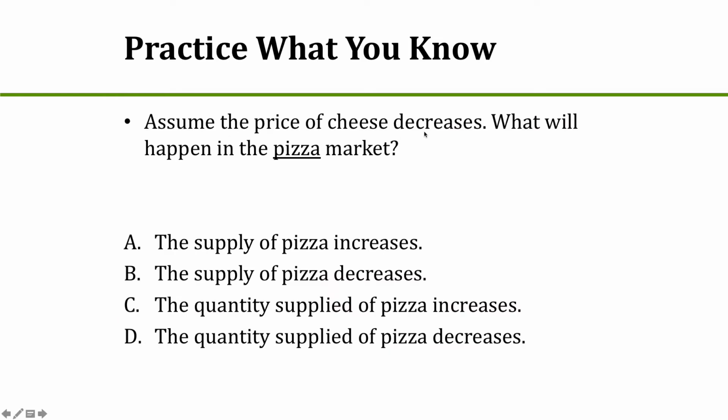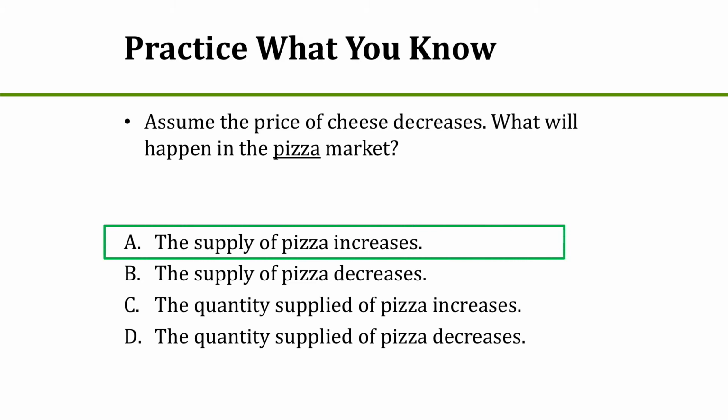Assume the price of cheese decreases. What will happen in the pizza market? First of all, we know that cheese is an ingredient in pizza. It's an input. And the input price here is decreasing. So the cost of producing pizza is decreasing. So this will increase the supply. And I know that this change is not coming directly from the pizza price. It's coming from the input price. That's why it's a shifter. And the answer should be A. The supply of pizza increases.